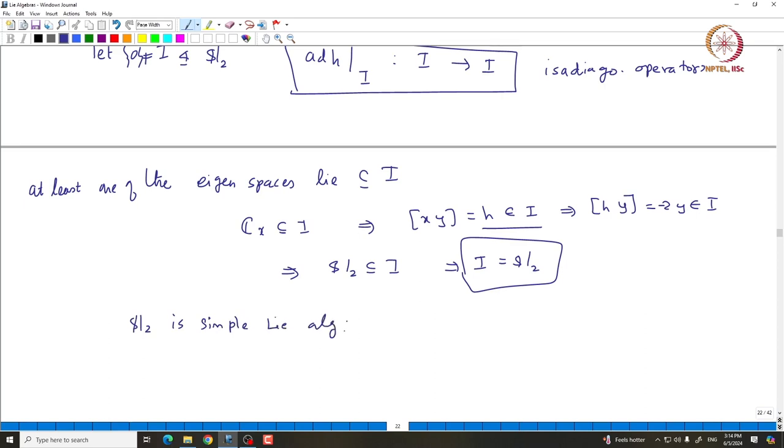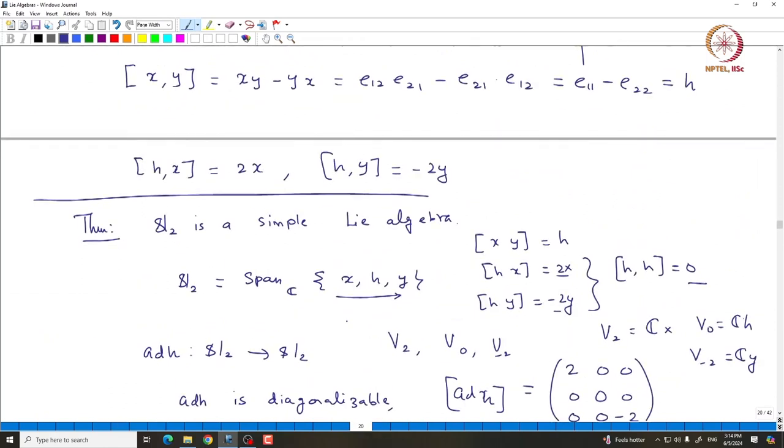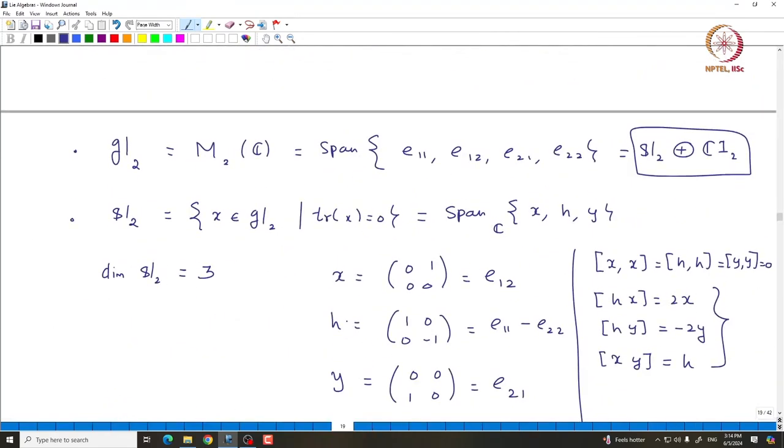So now, using this and using the decomposition GL2 equals SL2 direct sum C times identity, we will determine the structure of GL2 as well. We will continue to study the structure of GLN in the next class. I will stop here. Thanks.